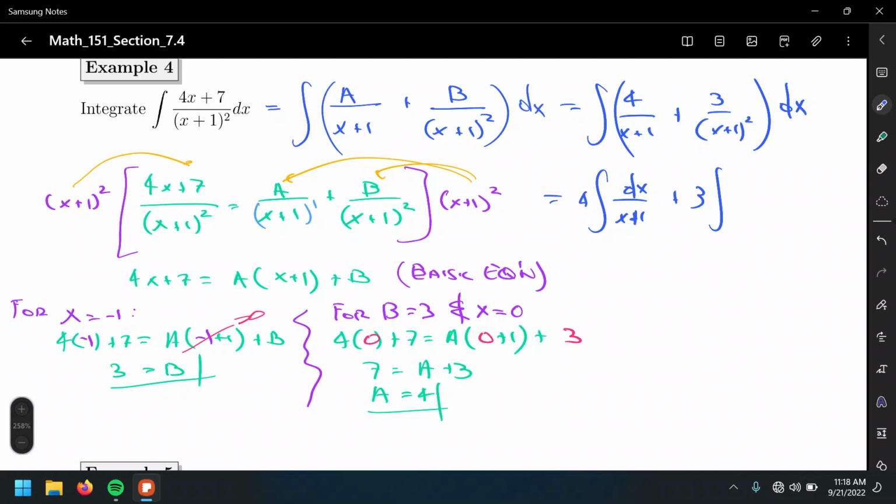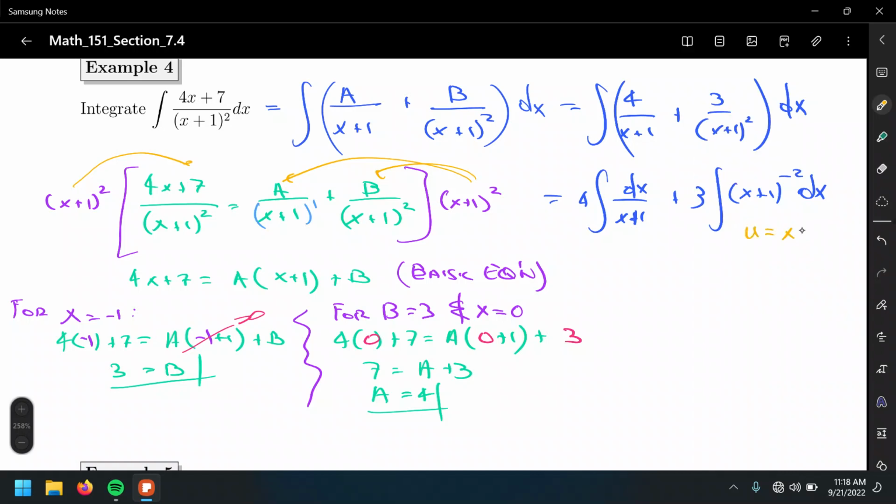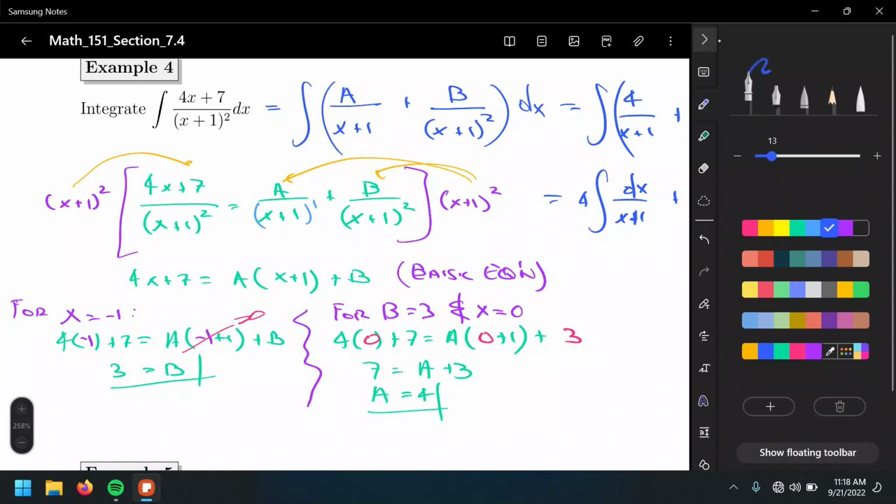Yep. For the second integral, I'm going to send this x plus 1 to the second power to the numerator as x plus 1 to the negative 2. And in this case, we're going to do a baby u substitution. U equals x plus 1, du equals dx. Well, there's nothing to fix over here in terms of the u du. It's going to work really nicely.